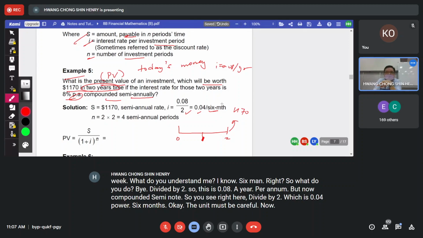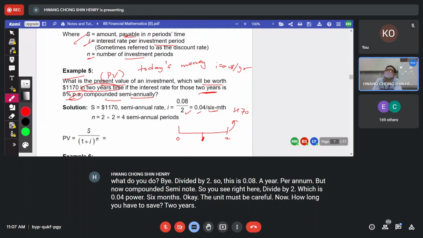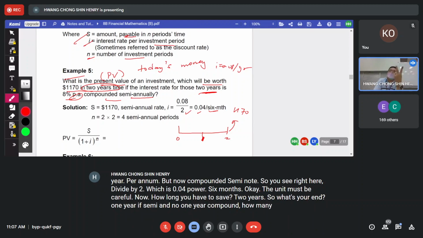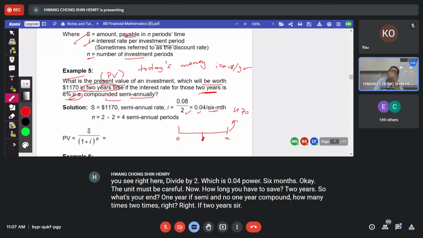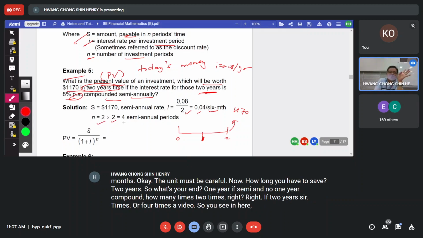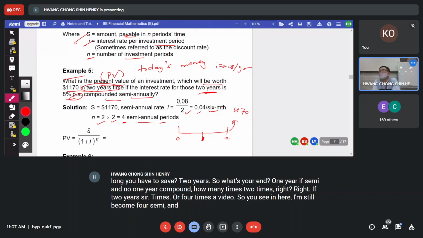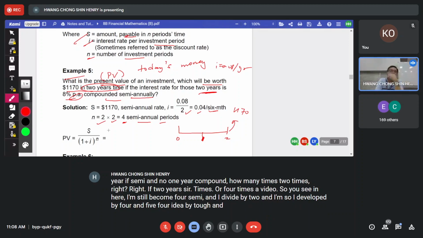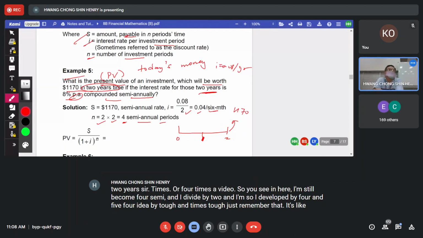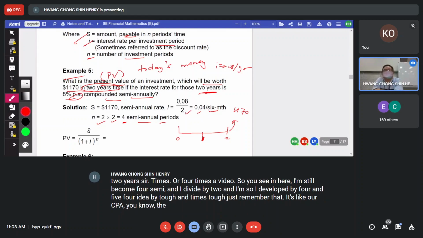Now, how long do you have to save? 2 years. So what's your N? 1 year, if semi-annual, 1 year compounds how many times? 2 times, right? If 2 years, times 2, 4 times already. So your N here, times 2, becomes 4 semi-annual. I divide by 2, N times 2. I divide by 4, N times 4. I divide by 12, N times 12. Just remember that. It's like your CFA, the mathematics CFA.